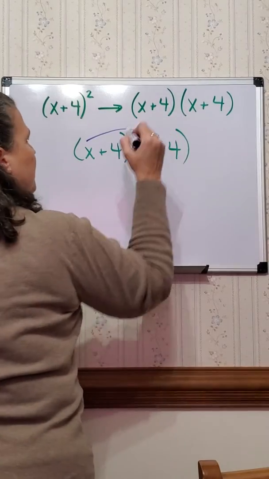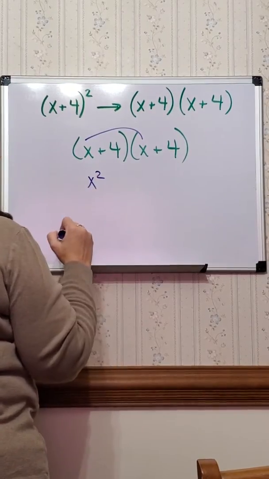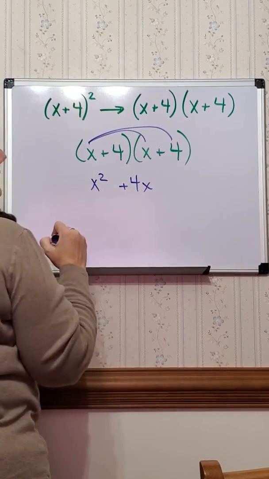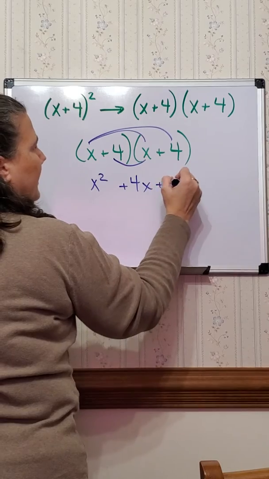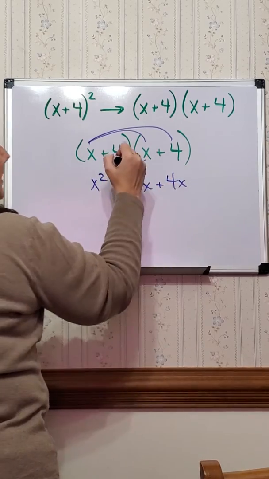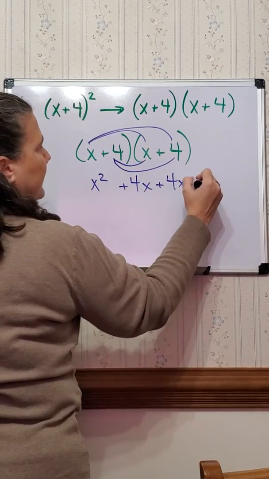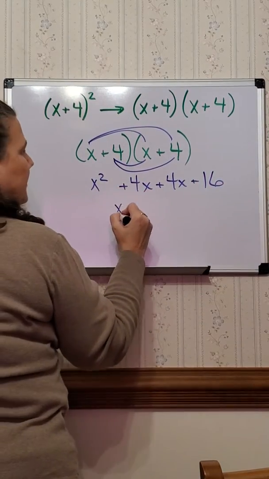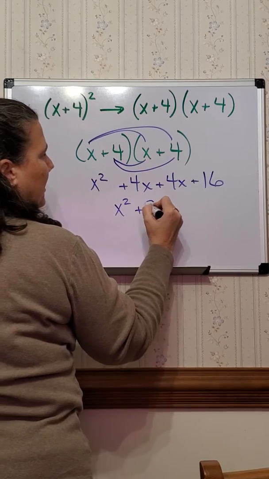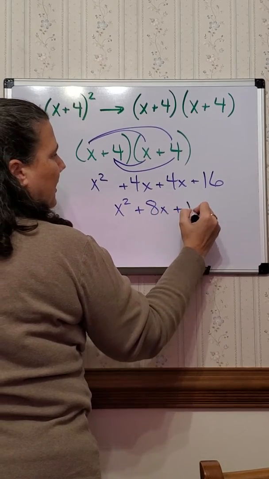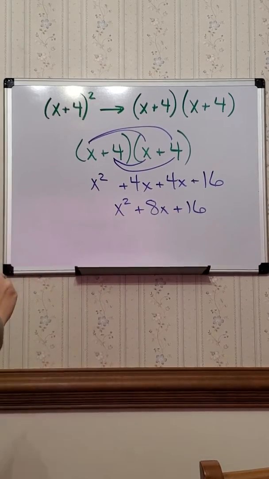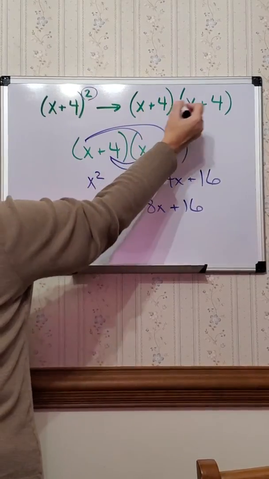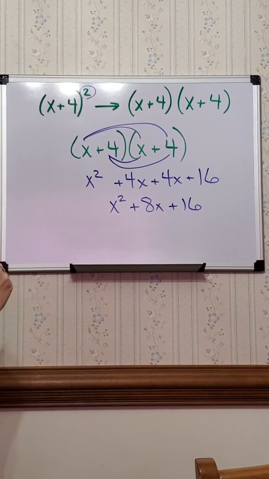So, take our first, x squared. Outside is going to give me a 4x. Inside gives me a 4x. And then last gives me a 16. Combine my like terms. And that is my answer. So anytime you see something squared, rewrite it, showing that you're multiplying the two of those together.